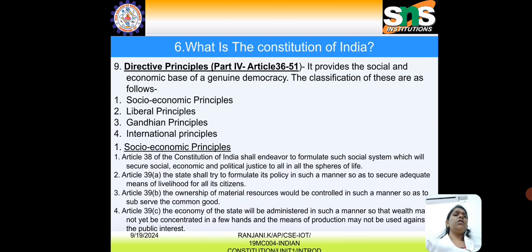Next is the directive principles. They provide a social and economic base for genuine democracy, and their classification is as follows. One is the socio-economic principles, next the liberal principles, next the Gandhian principles, and next the international principles.